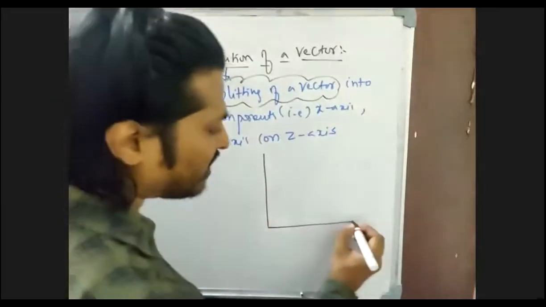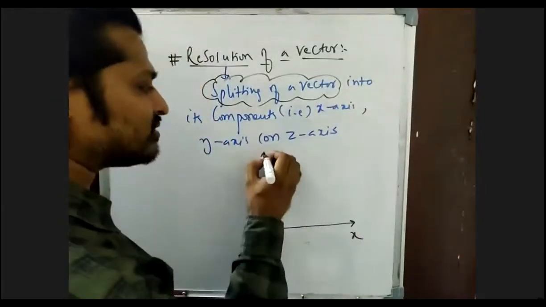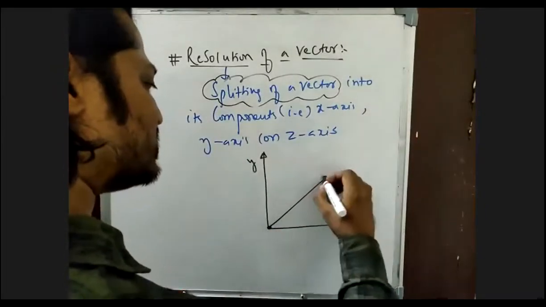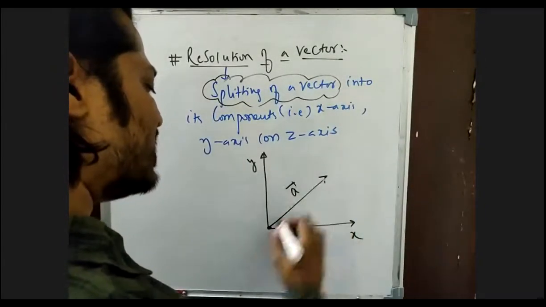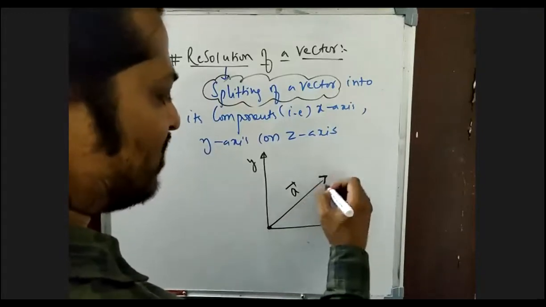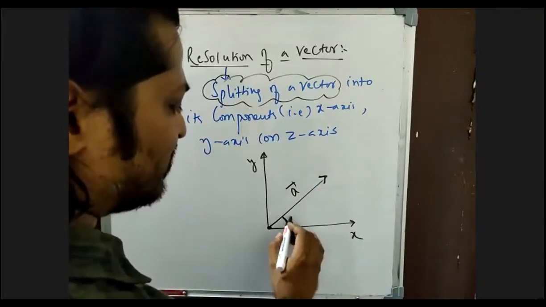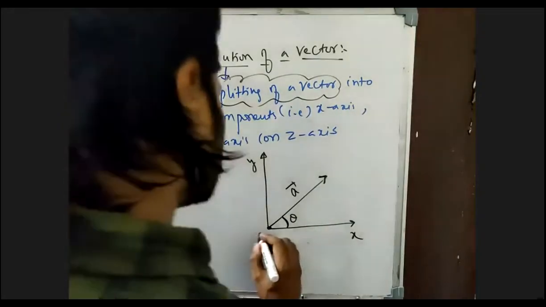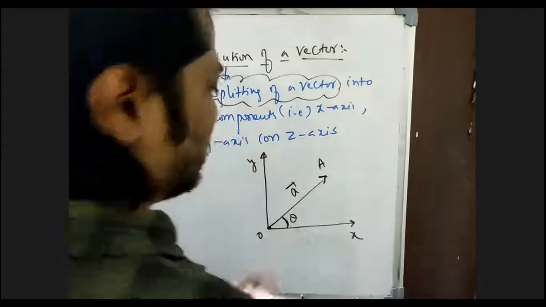Now see here, I'm taking a vector. This one is the x-axis, this one is the y-axis. I have a vector here, say this is vector A bar. This is the tail and this is the arrow, and it is making an angle theta with the horizontal. Let's say this is O and this one is A.